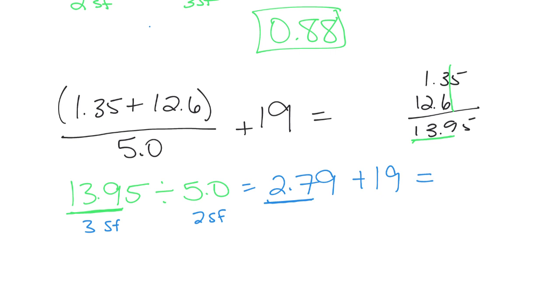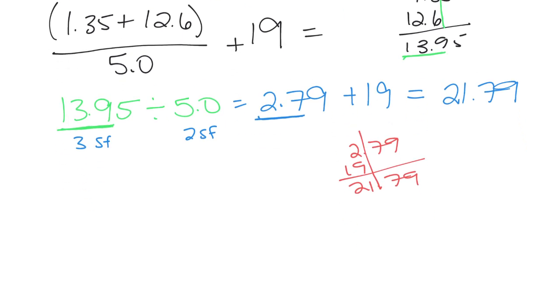And when we do this, we get 21.79. So here, the 2.79 has 1 place past the decimal, and the 19 has no places past the decimal. You could have figured it out just by doing 2.79 plus 19, which gives me the 21.79 going down here. Let me move this up a little bit. Okay. So this tells me to round. So my answer is actually 22 on this one.